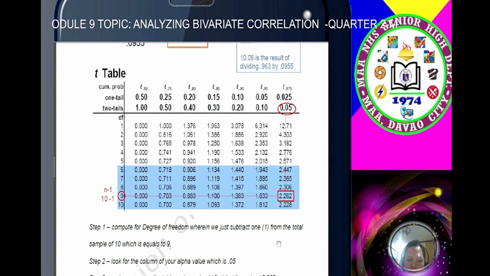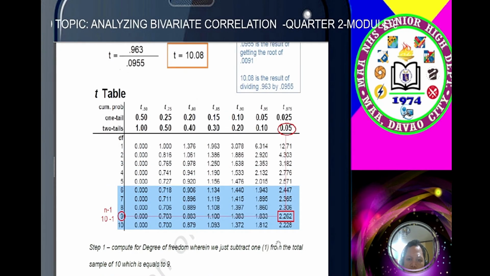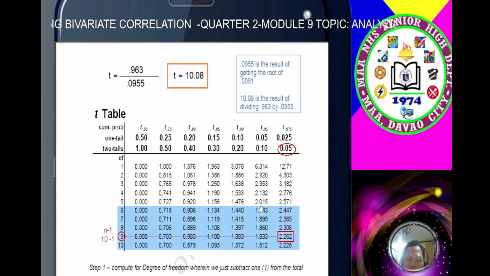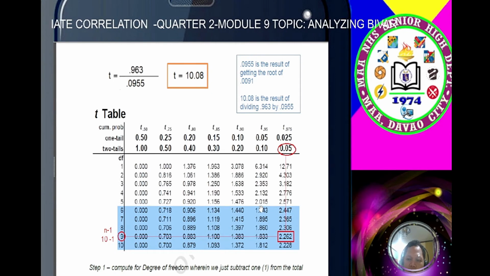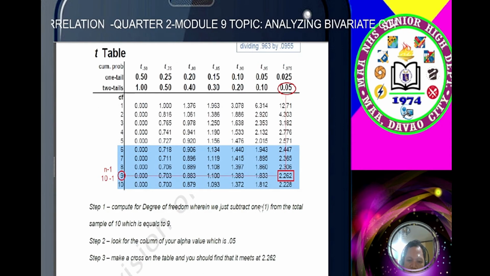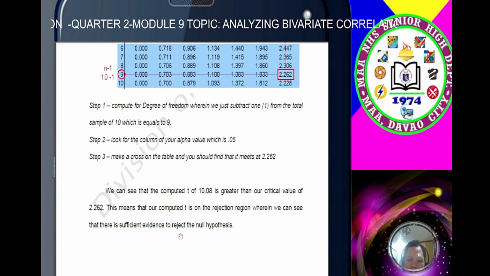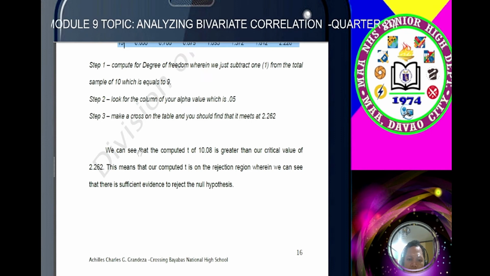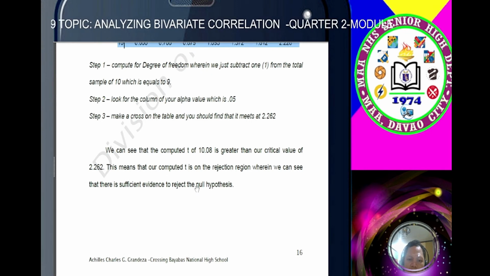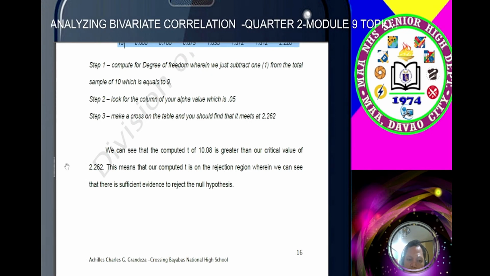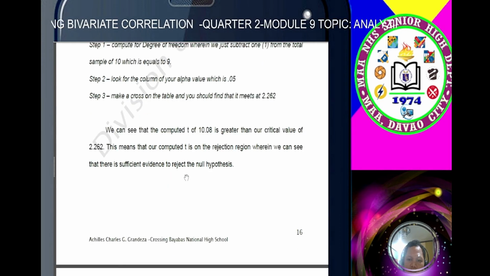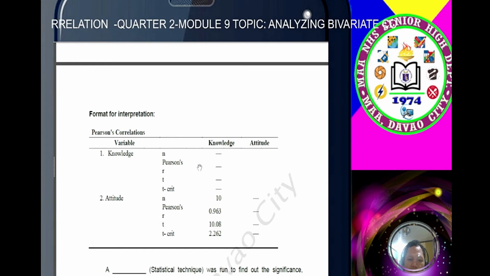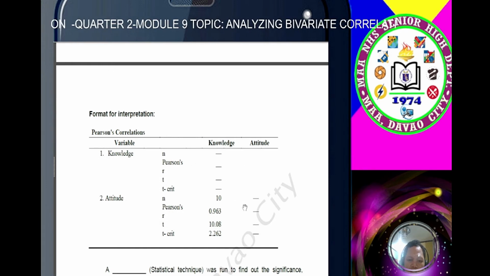Since our computed value 10.08 is greater than the tabular value, we can conclude that we will reject the null hypothesis. So we reject the null hypothesis because it is greater than the t value, which is 2.262. So we reject it.